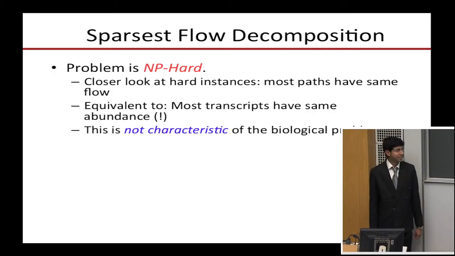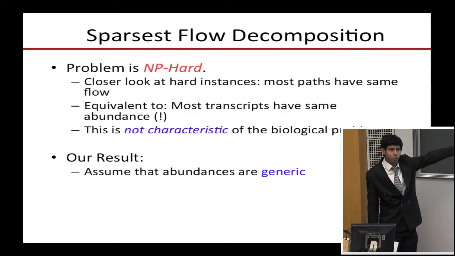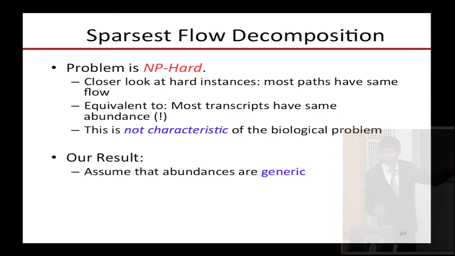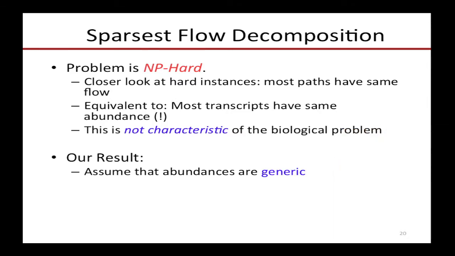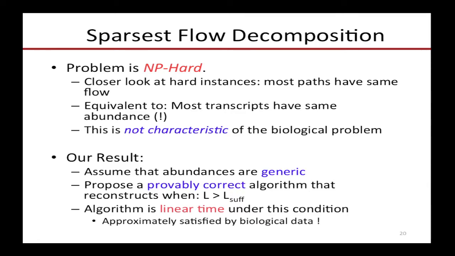So we dug deeper, and our basic result is that if these abundances are generic, which means the relative expressions are drawn from some continuous distribution, then no two will be identical. And we propose a provably correct algorithm that reconstructs the list of paths under a certain condition. And the algorithm does this reconstruction in linear time, not just in polynomial time under this condition. And it turns out really nicely that this condition is satisfied in the biological data.